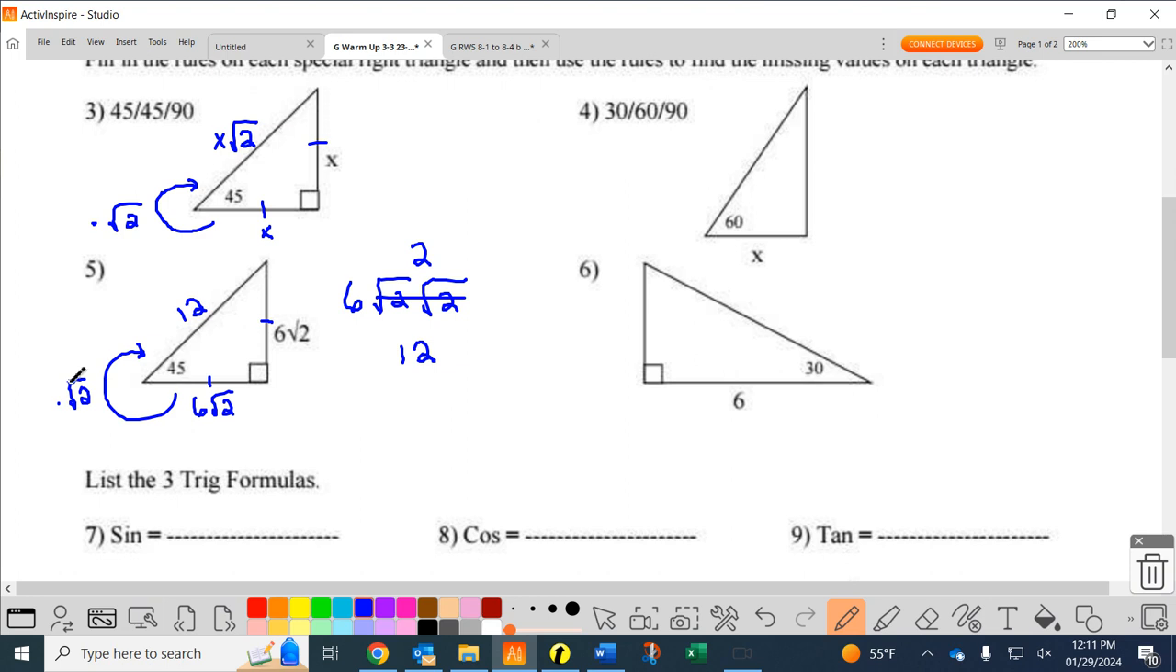The only other option would be if we had 6 square roots of 2 on the hypotenuse and we wanted to go backwards, we would divide by the square root of 2. What happens to the square roots of 2 going this way? They cancel, and you'd be left with 6. But again, this is not division, this is multiplication because we're getting bigger.